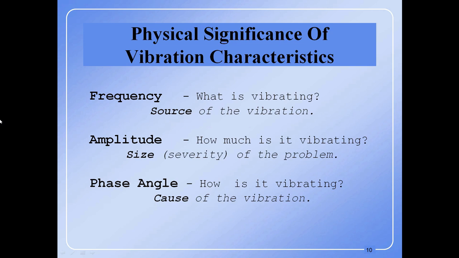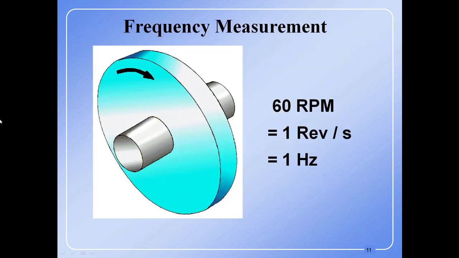Physical significance of vibration characteristics. Frequency: what is vibrating, the source of the vibration. Amplitude: how much it is vibrating, the size or severity of the problem. Phase angle: how it is vibrating, the cause of the vibration. Frequency means 60 RPM equals 1 revolution per second equals 1 hertz.